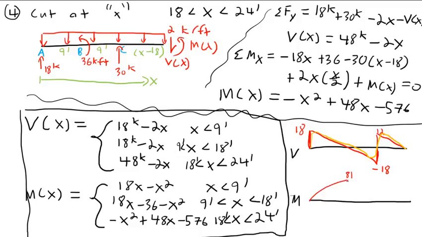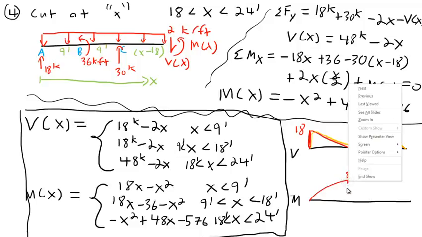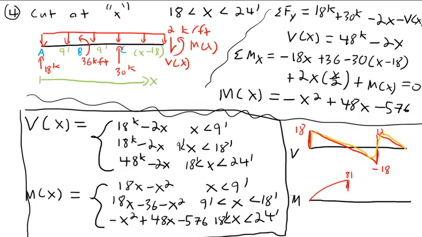Then it will instantly drop down to 45 as our function. If you work through the functions, you'll get this. Then it will parabolically decline again. I cannot draw a parabola to save my life. Parabolically decline until down here it's at negative 36. And then it will parabolically rise up to 0 at the free end. On a free end, both shear and moment have to be 0.